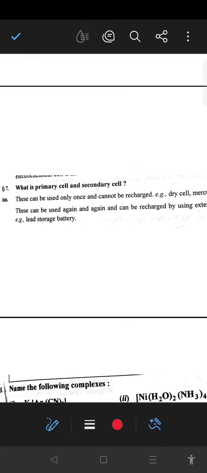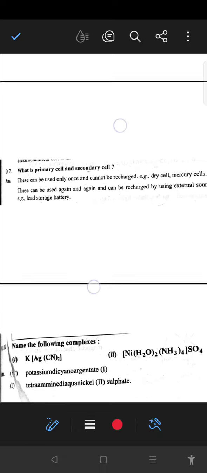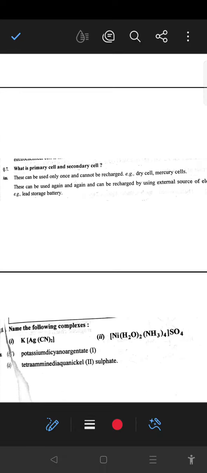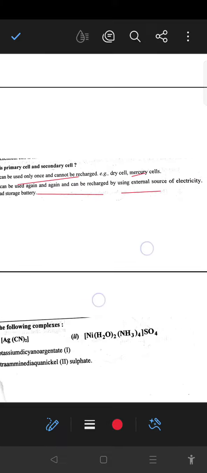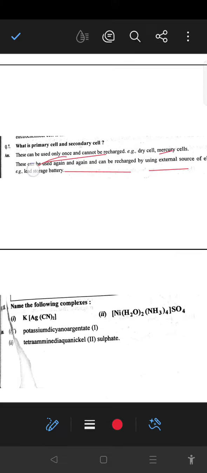Next question, what is a primary and secondary cell? Primary cells are used only once and cannot be recharged, for example dry cell and mercury cell. Secondary cells can be used again and again and can be recharged by using an external source of electricity, that is lead storage battery.